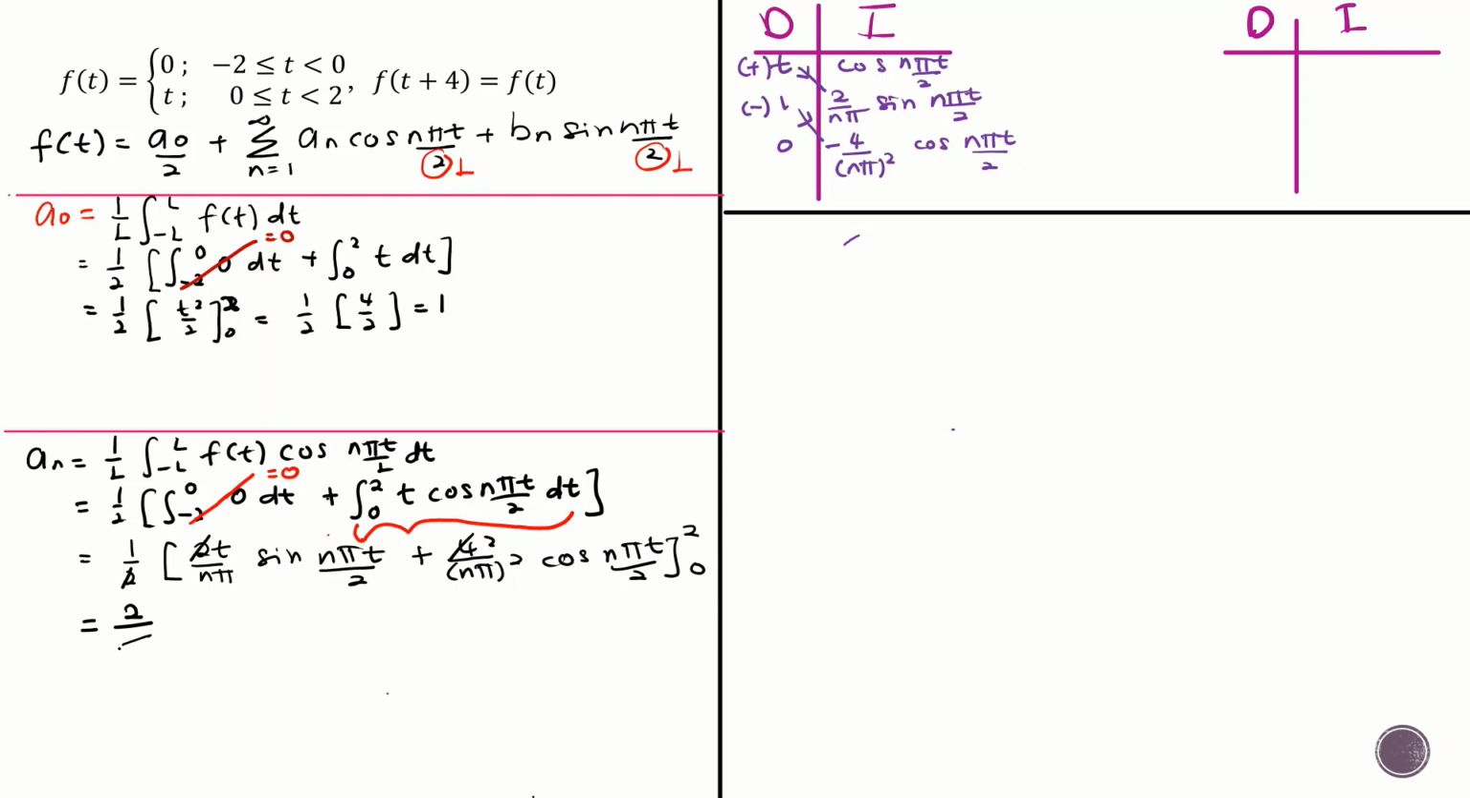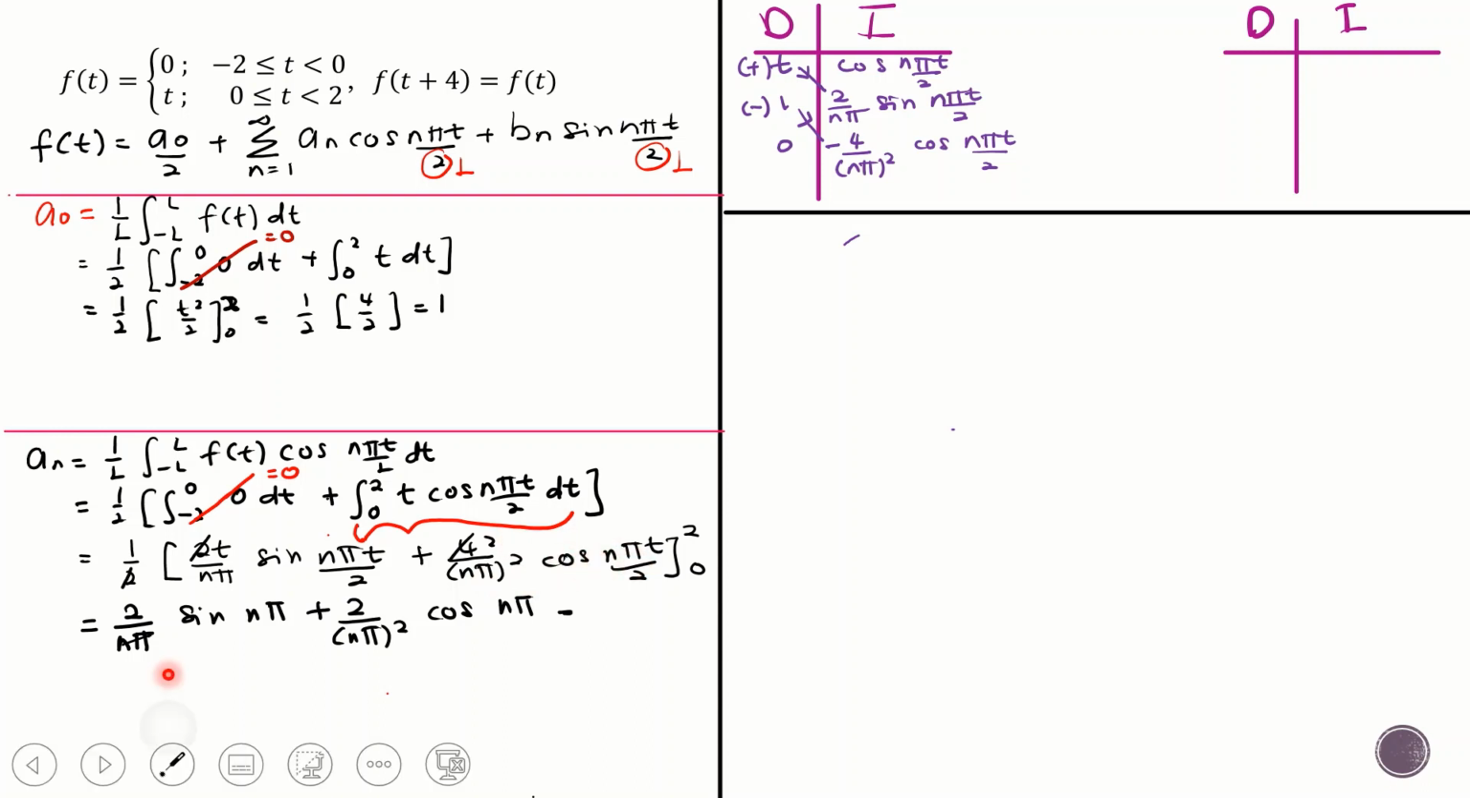The first term becomes 2 over n pi sine n pi, plus 2 over n pi squared cos n pi. Minus, then we're going to substitute when t equals 0, first term. Now when we substitute t equals 0 into here, this term is 0, right? Because t is equal to 0, and this term becomes cos 0. Cos 0 is equal to 1. Therefore, this is equal to 2 over n pi squared.